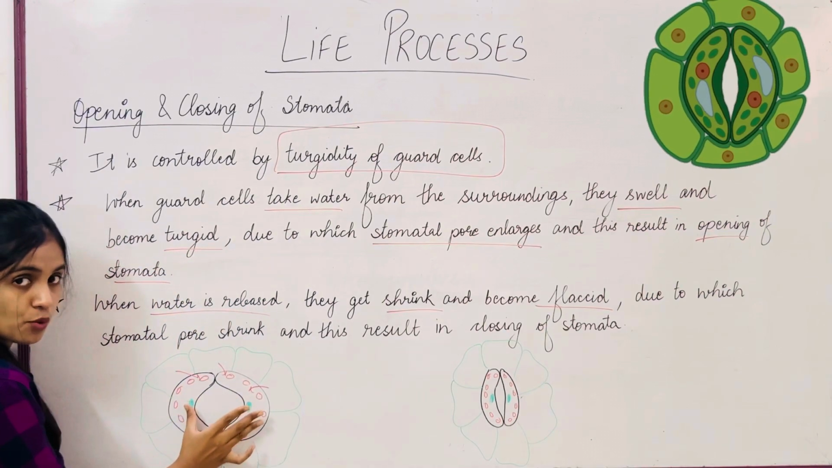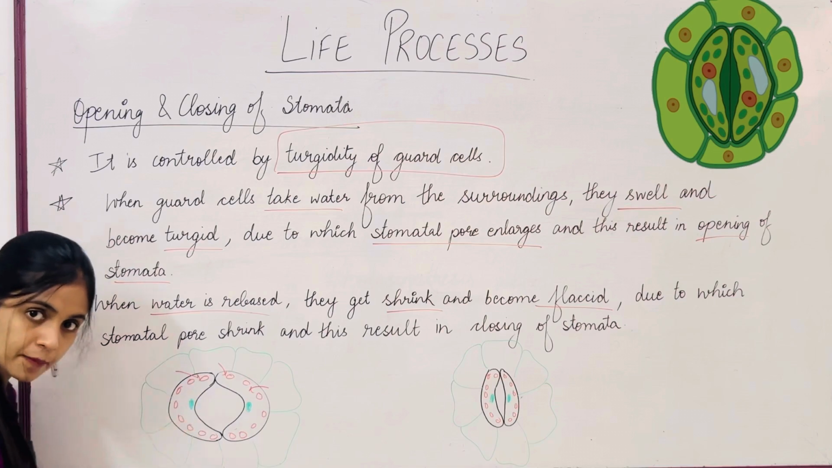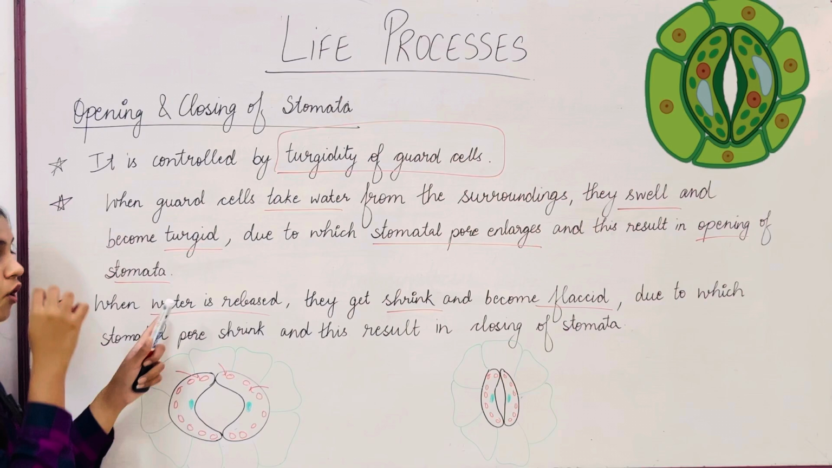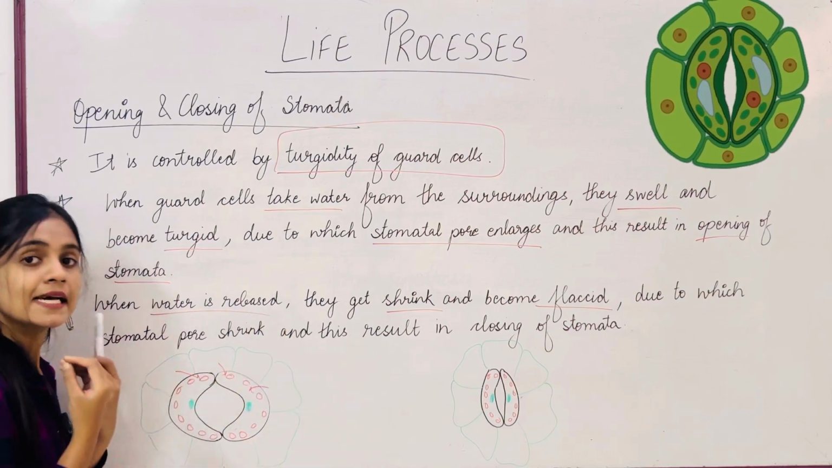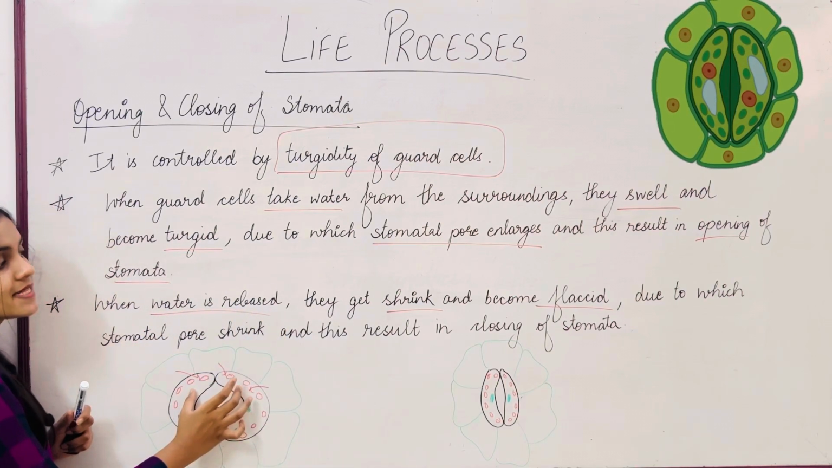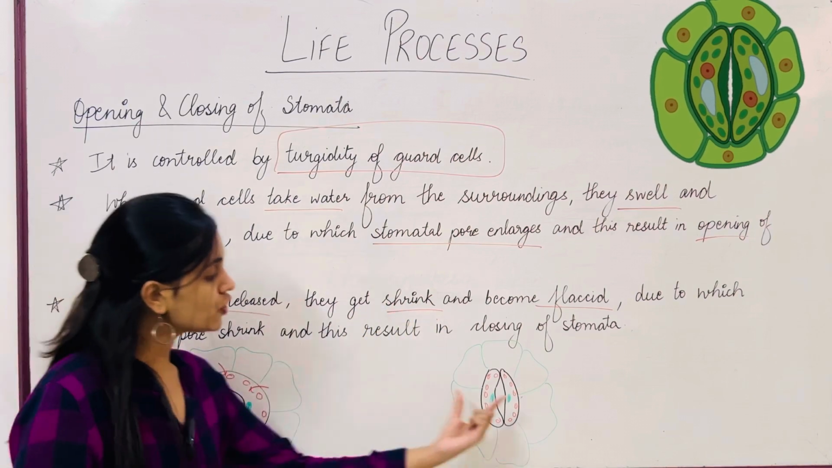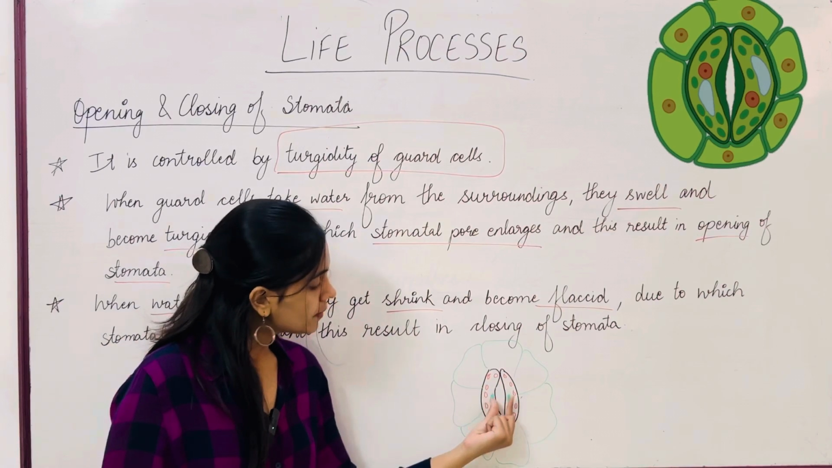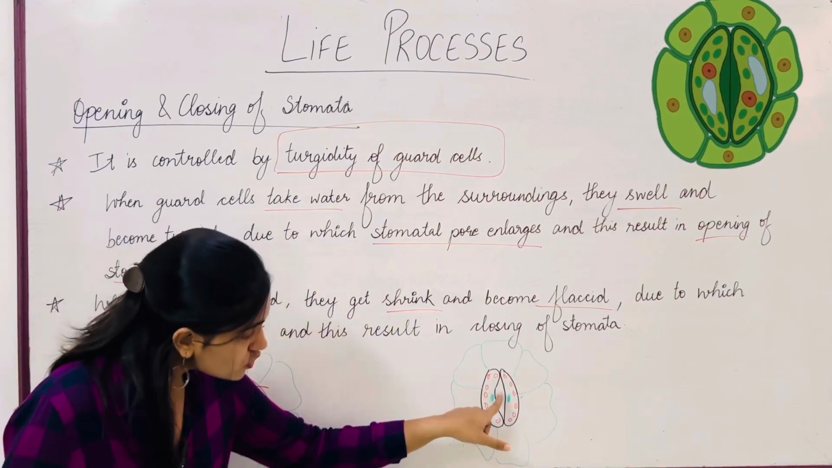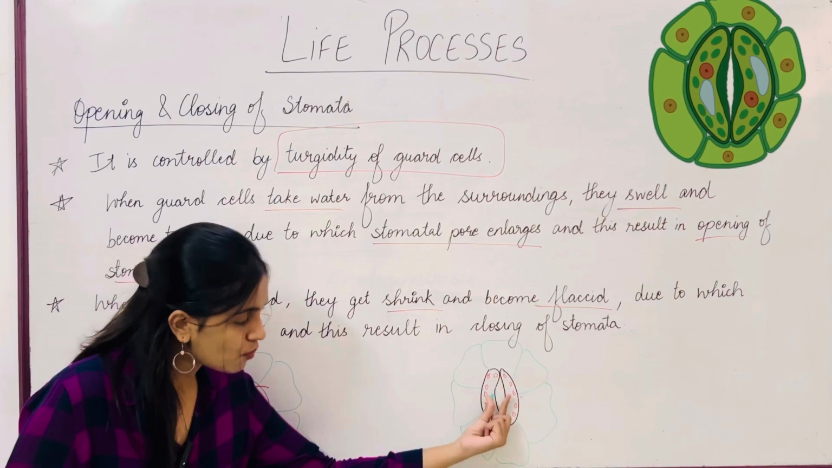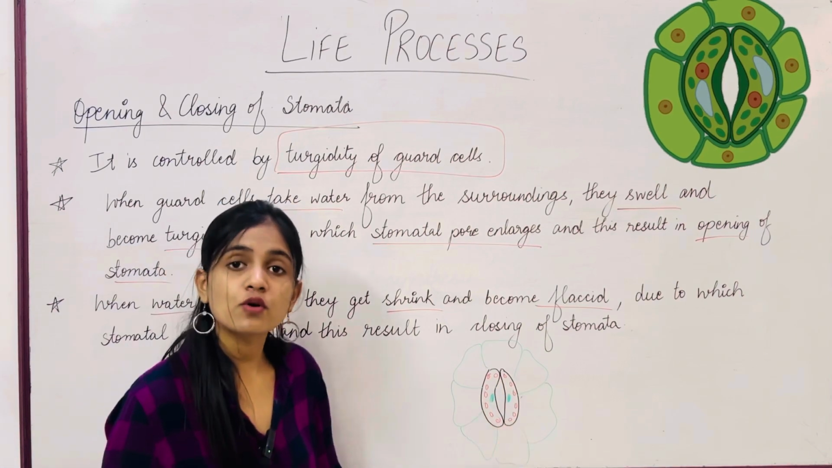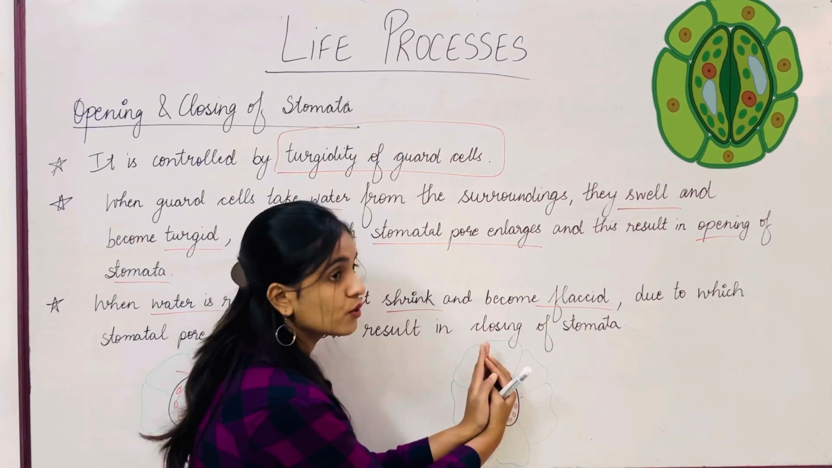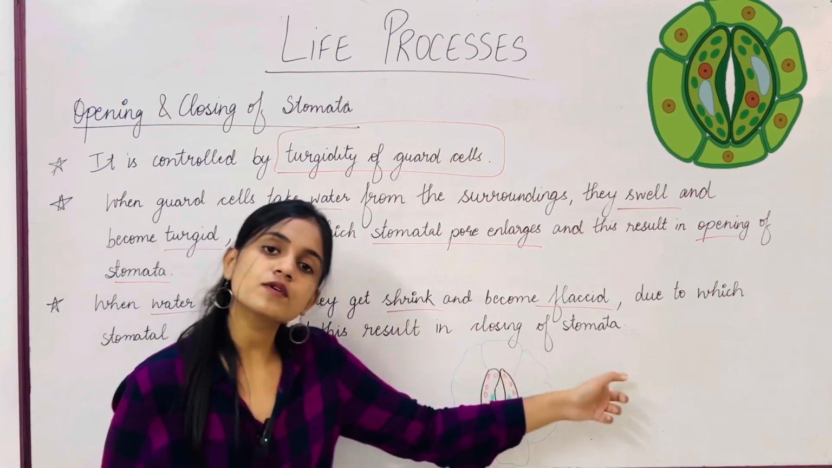After this opening of stomata, the exchange of gases will take place. The loss of water will take place. Now, when the water is released, all the water is released, and these guard cells shrink. They will shrink and become flaccid in shape, a type of flat. Due to this the stomatal pore becomes small, and this results in closing of stomata. Now the guard cells are shrunk, so that's why the stomatal pore is closed.